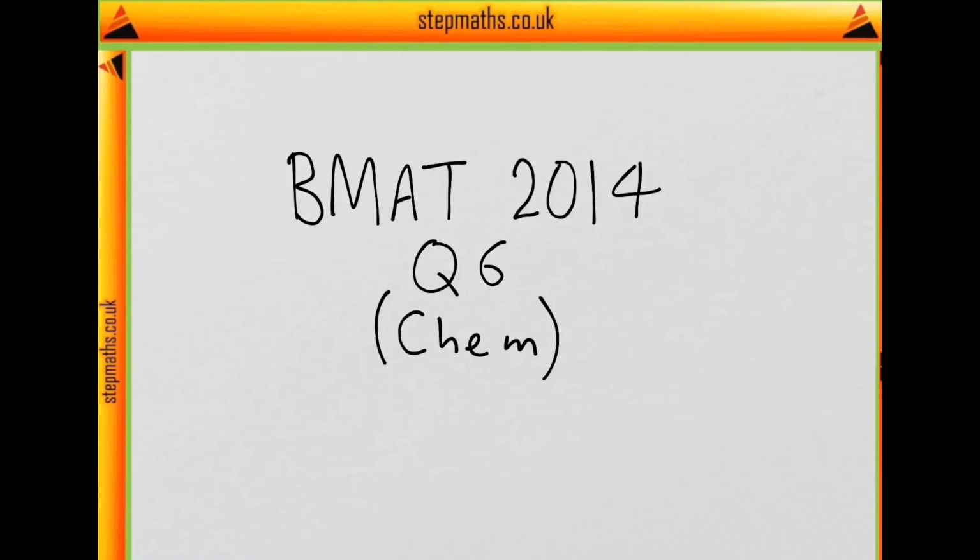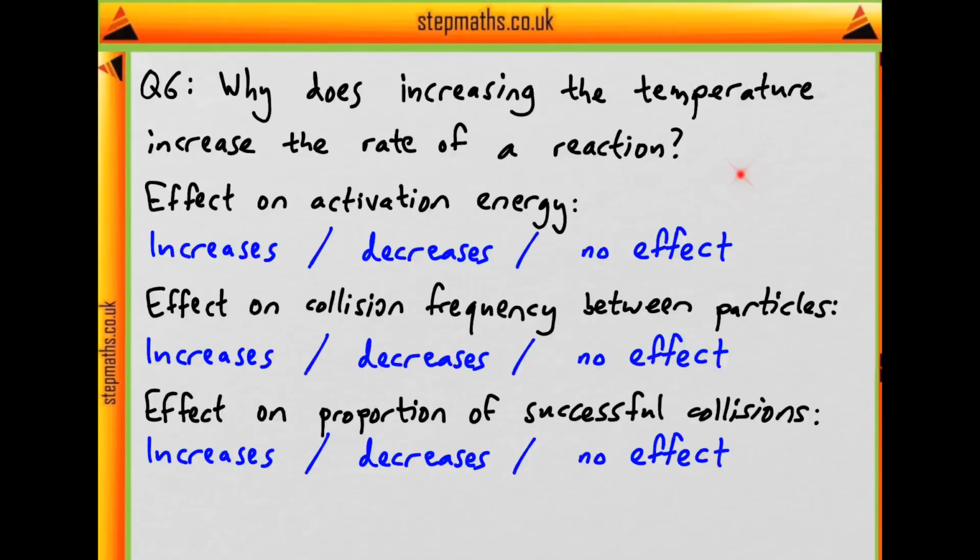This is question 6 on chemistry from the 2014 BMAT. So we're asked, why does increasing the temperature increase the rate of a reaction? And we're asked to explain this in terms of the effects on activation energy, collision frequency, and the proportion of collisions which are successful, by saying whether they increase, decrease, or have no effect.